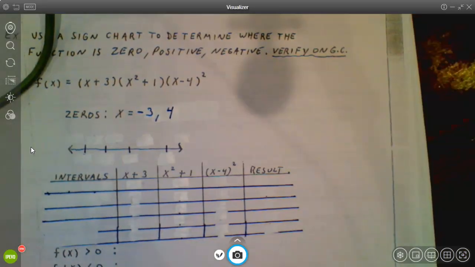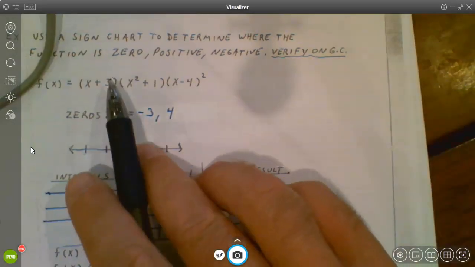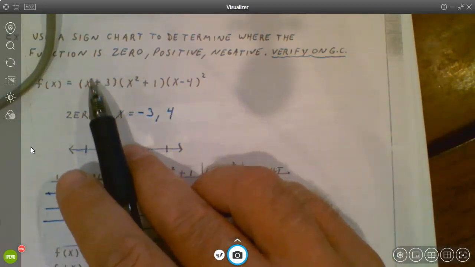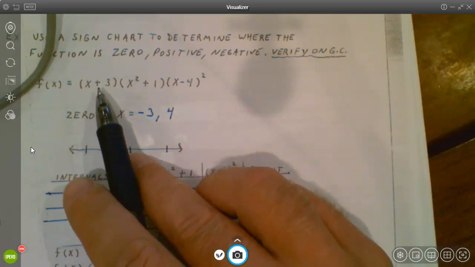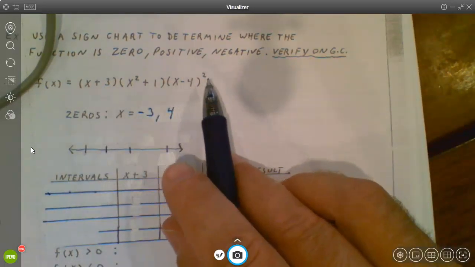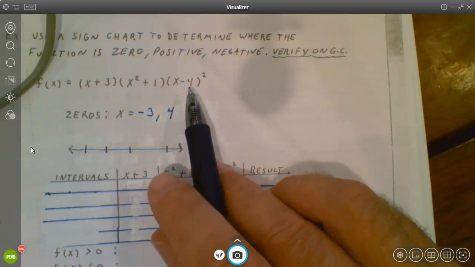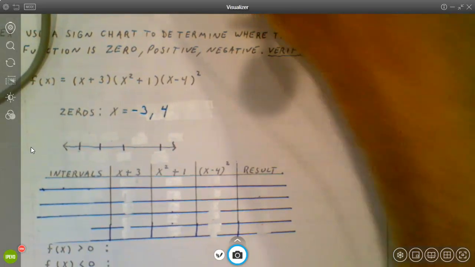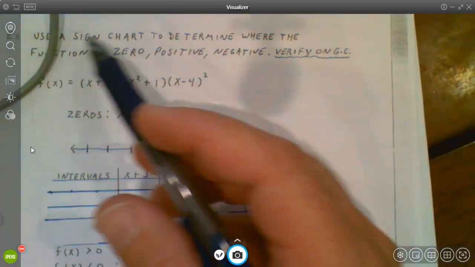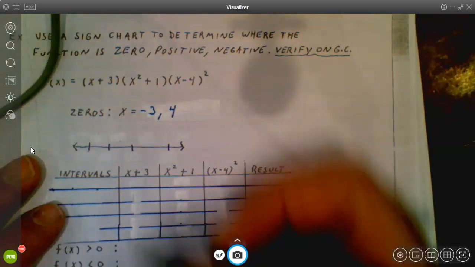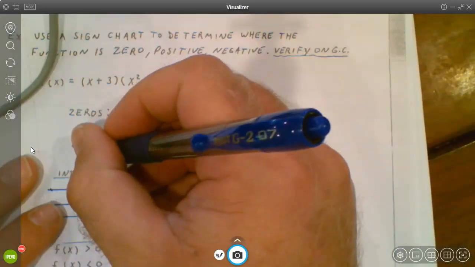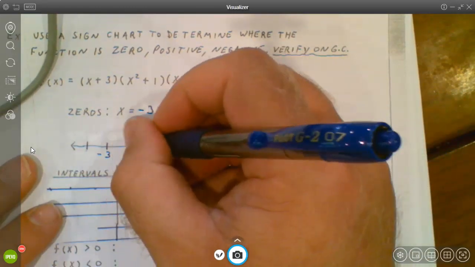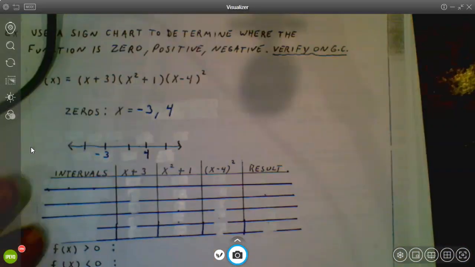Remember, one thing I'm expecting when I graph this is, because this is an odd exponent, a first power, I expect the graph to cross over -3. When I graph this one, I expect it to bounce off +4 because of the even power. So we'll look at that in a minute. Those are my two zeros. When they say use a sign chart or a sign graph, they're just saying identify your key points. So let's just say -3, and we'll put it right here, +4. Those are my two key points.